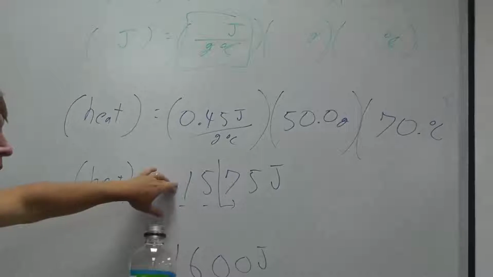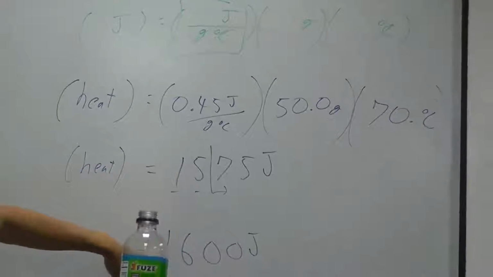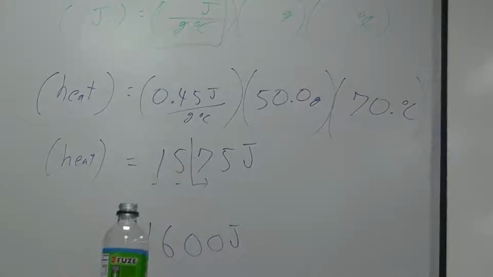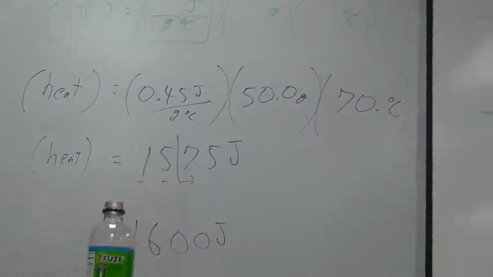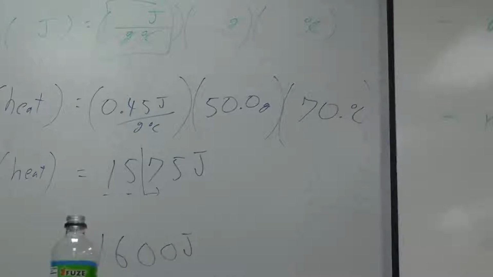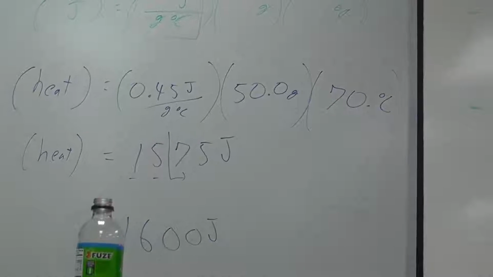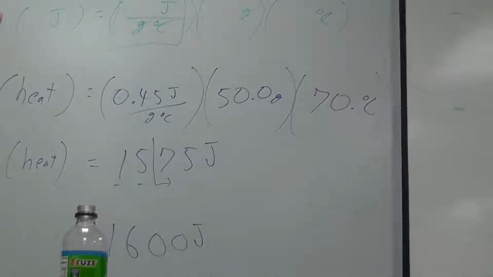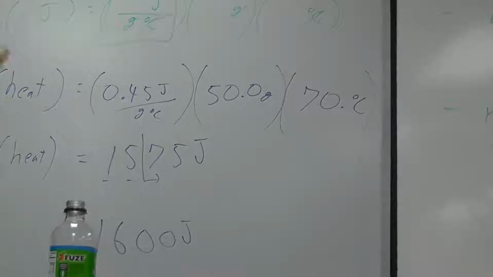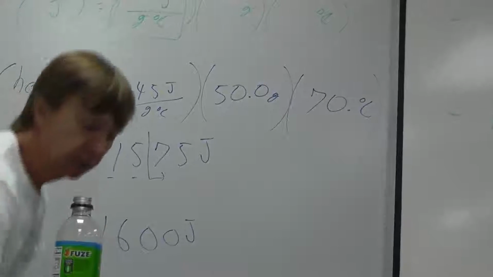Question about the 1575? Or the 1600? Why 1600? Because you can only keep two significant figures and you're between 1500 and 1600. You'd have to round it to the hundreds place. So that would round up. Question about this equation? It's pretty much a four variable equation. You're going to know three of the four. You're solving for the fourth. Number 18.